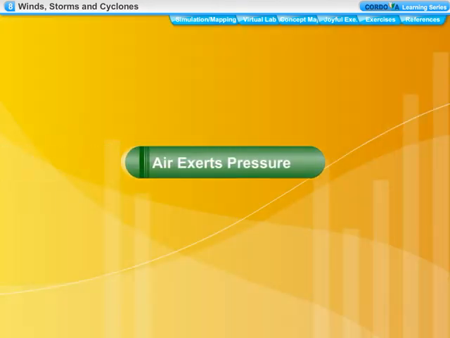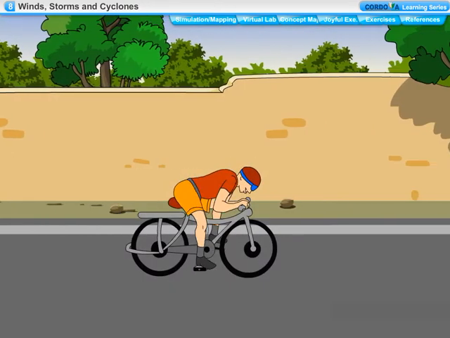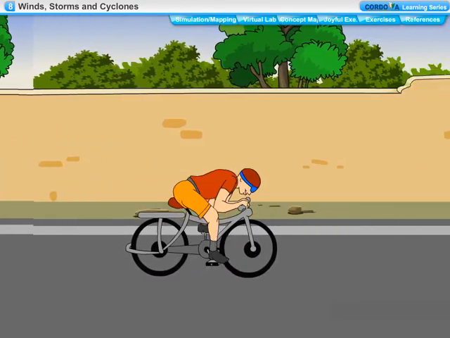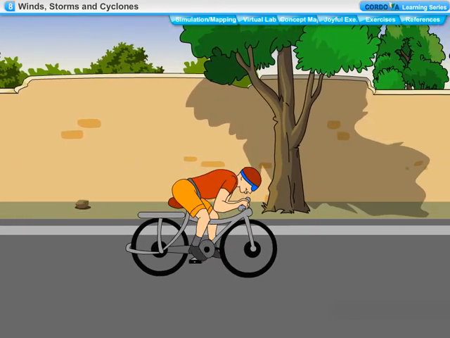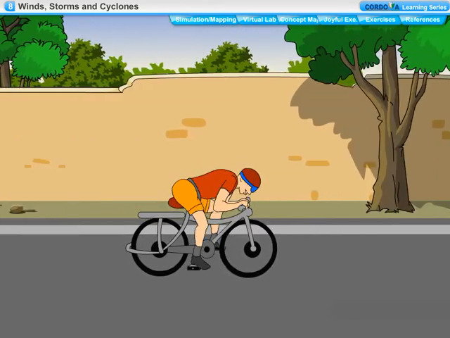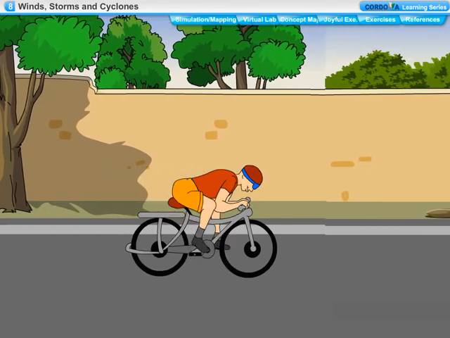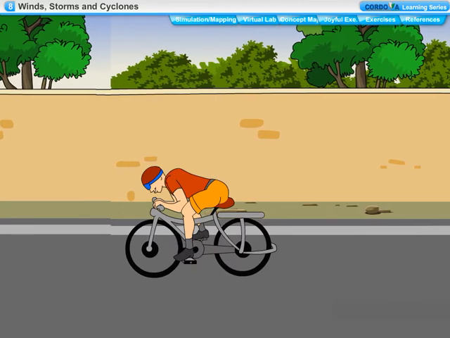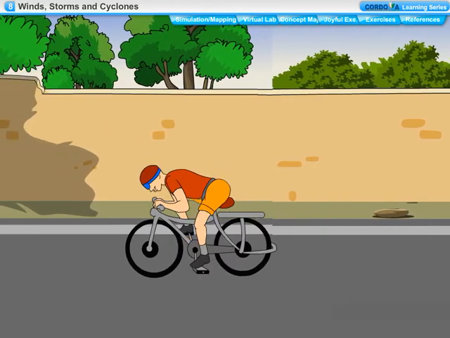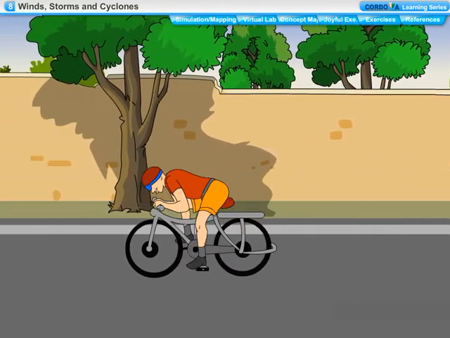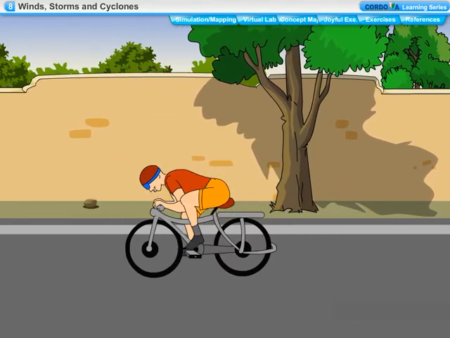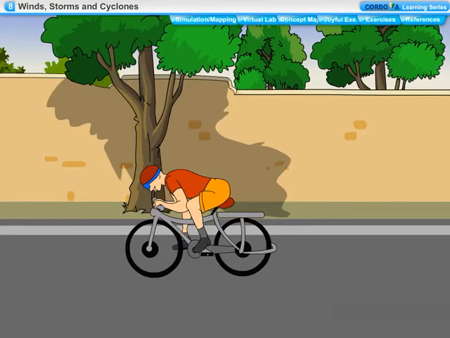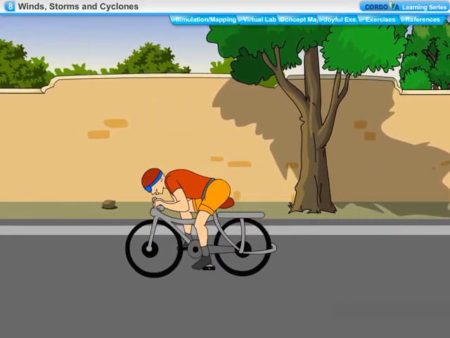Air exerts pressure. It is easier to ride a bicycle in the direction of blowing wind because the blowing wind exerts a pressure on us in the same direction in which our bicycle is moving and makes our bicycle move faster. On the other hand, we find it difficult to ride a bicycle against the direction of wind because in this case, the blowing wind exerts a pressure on us in the opposite direction in which our bicycle is moving. It makes it difficult for us to drive while moving against the wind.